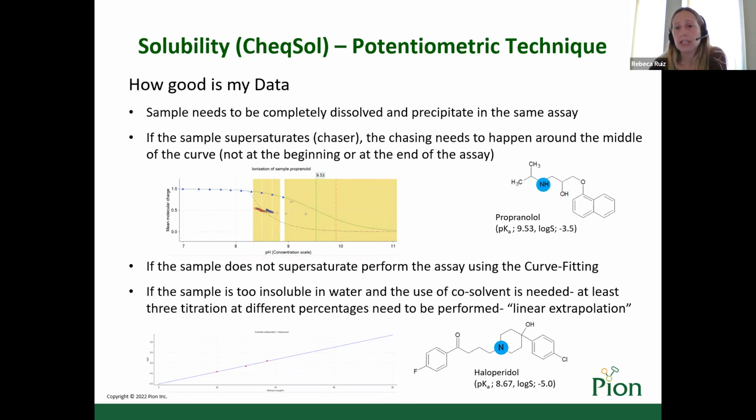If a Checksol assay is performed and the sample does not supersaturate, then repeat the assay using the curve fitting method. If the sample is too insoluble in water and a co-solvent is needed, then at least 3 titrations at different percentages need to be carried out. And the extrapolation to aqueous conditions will be performed using the linear extrapolation.